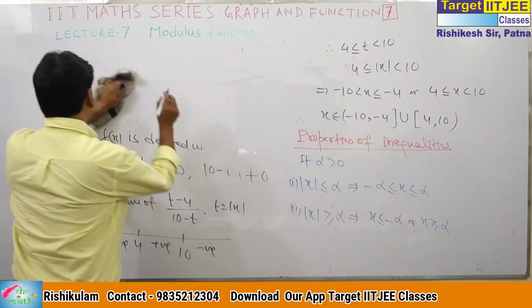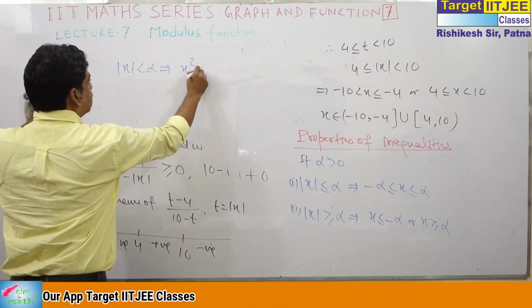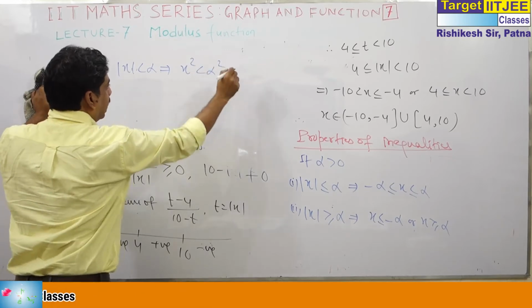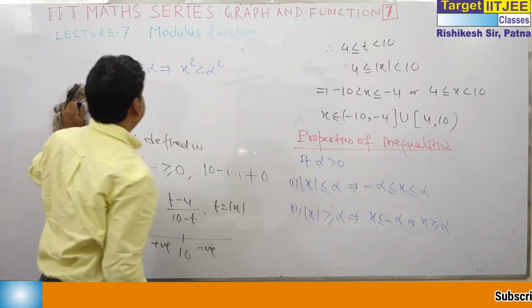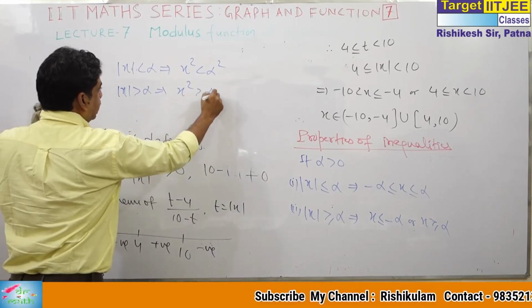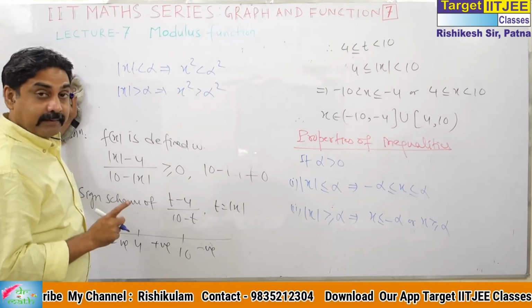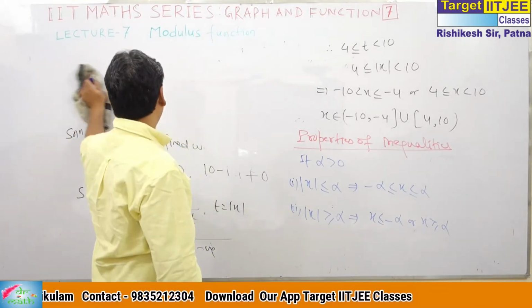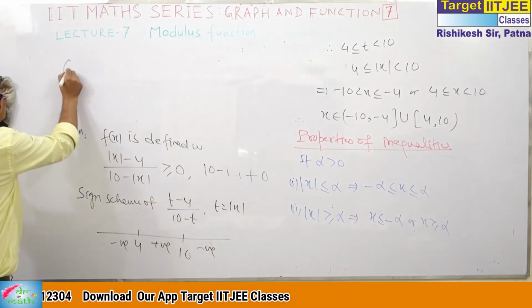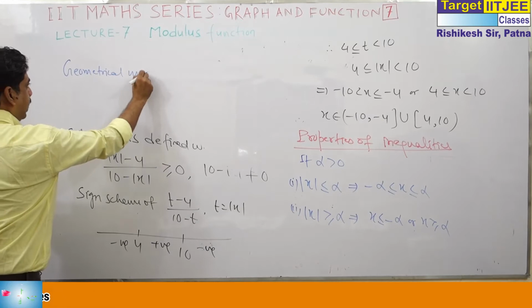You can say mod x less than alpha, on squaring, becomes x square less than alpha square, and so is the result. And mod x greater than alpha implies x square greater than alpha square, so is the result. This is one way. Another way: what is the geometrical meaning of mod x?